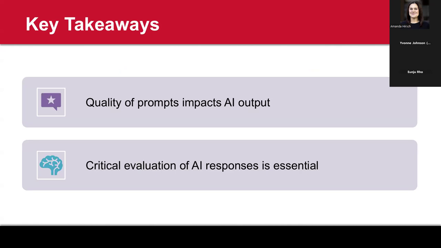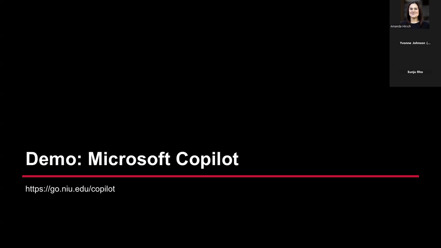So some key takeaways. Quality of prompts impacts AI output. So the quality of your prompt is going to affect what AI then communicates back to you. But also, a quality prompt isn't an alternative for critical evaluation of AI responses. So you need to have both. You need to have a quality prompt, but also you need to critically evaluate what the response is from the AI.